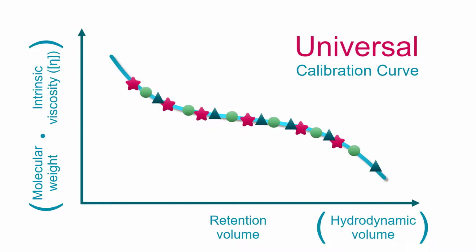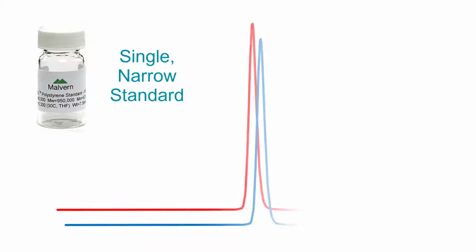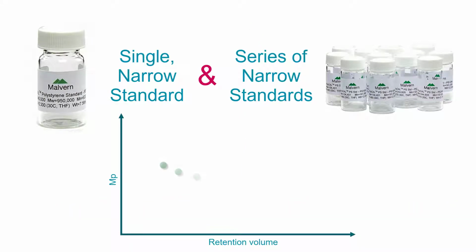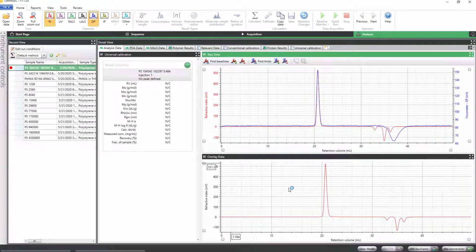This video will demonstrate how to set up a universal calibration method in the OMNISEC software. To create a universal calibration method, you'll need to analyze a single narrow standard to align and calibrate your concentration and viscometer detectors, as well as a series of narrow standards of known molecular weight to map out your column profile. First, open the data for your single narrow standard. This standard can be part of your series, but it's a good idea to select a standard from the middle of your molecular weight range.